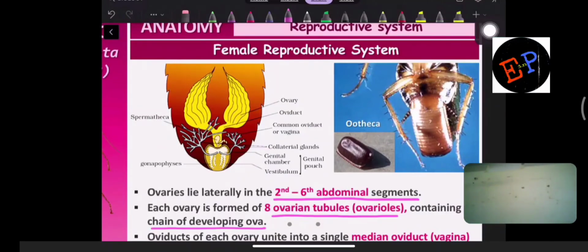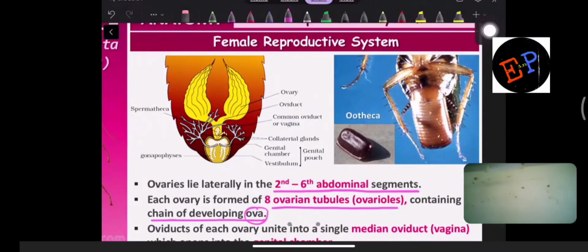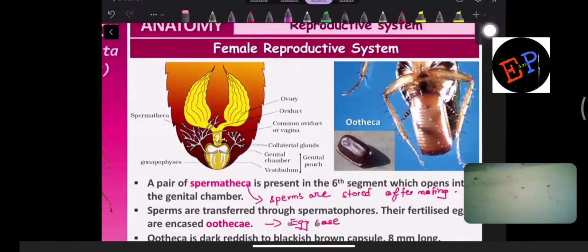And these eggs are also called ova, or ovum. Clear? The oviducts of each ovary unite into a single median oviduct, which we have already studied, also called the vagina, which opens into the genital chamber. Then a pair of spermatheca. What is meant by spermatheca? Sperms are stored after mating. A pair of spermatheca is present in the 6th segment, which opens into the genital chamber. This is another important point you should remember.